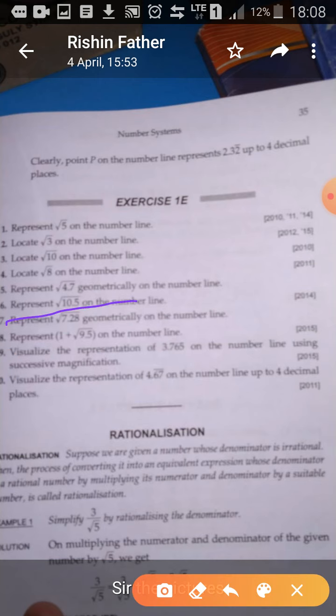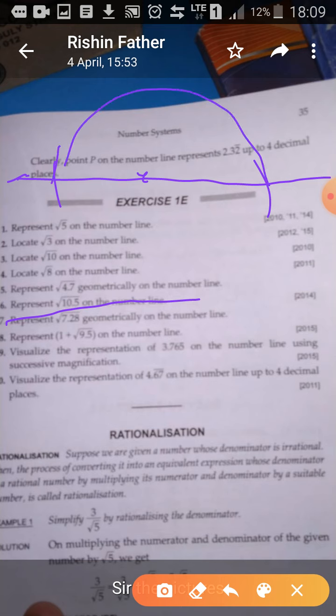In the same way you're doing root over of 10.5 as well. You're drawing a 10.5 centimeter long line. Yes, you are identifying the midpoint of it. Yes, you're drawing a semicircle. Then suppose this is B, this is A. You're taking exactly 1 centimeter away from B. You're making a perpendicular. Yes, from there suppose this is C and this is D. So you take CD as a radius and bring it down over here on the line. That is the representation of root over of 10.5 on the number line.